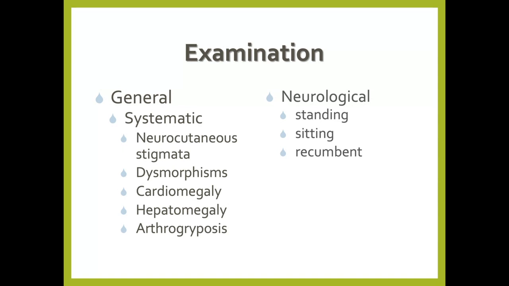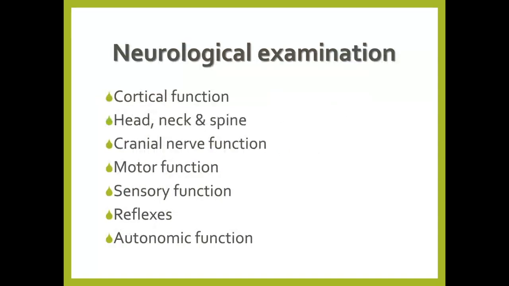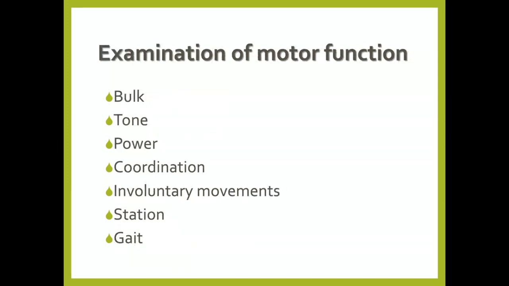We did the full neurological examination, standing, sitting, and recumbent. So the neurological examination is, as we always know, we do higher function, examine the head, neck, and spine, examine the cranial nerves, the motor system, the sensory system, reflexes, and look for autonomic dysfunction.